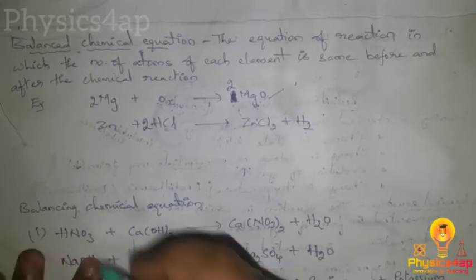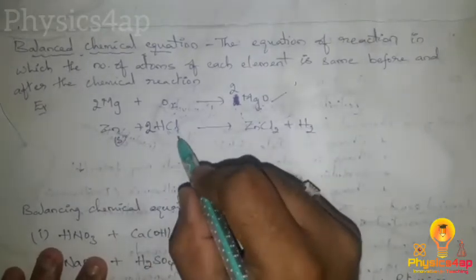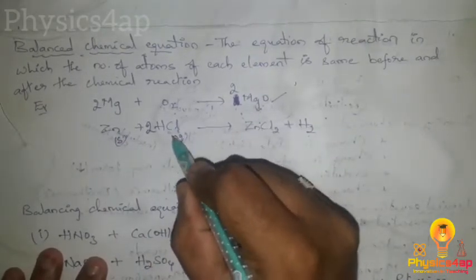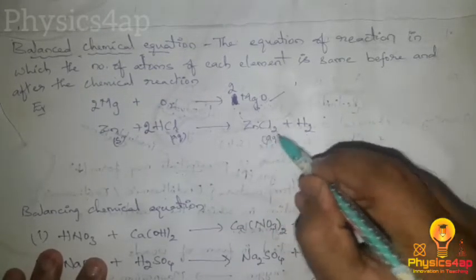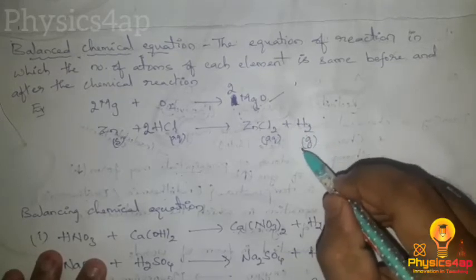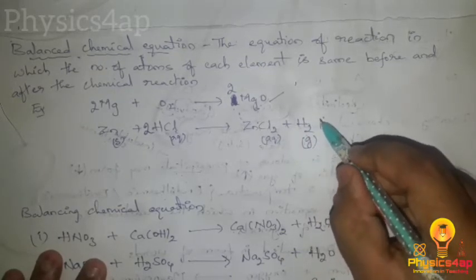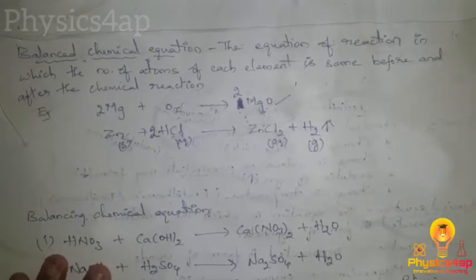And one more thing we have to represent is the state. So zinc is in the solid state. Hydrochloric acid is in aqueous solution, or we can write it as liquid. Zinc chloride is in aqueous solution, and the hydrogen is released as a gas, so we have to represent it as G, gas. As the gas is released, we represent it with an up arrow mark.